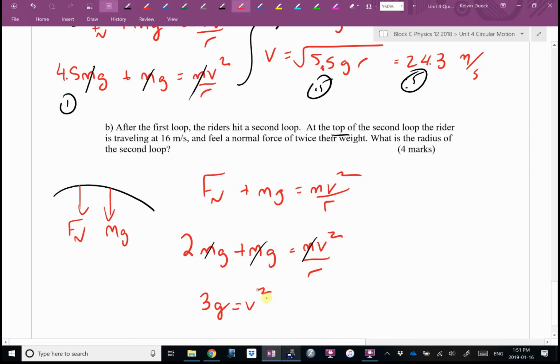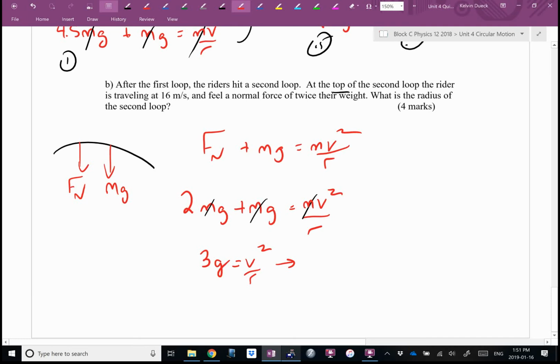Equals v squared over r. So now they want me to find the radius. How would I get the r by itself? If you haven't spotted this pattern already, anytime you have one fraction equals one fraction, and you can always make anything a fraction by putting it over 1, stuff moves diagonally. That's cross-multiplying, but with a vengeance. So I'm going to get r equals v squared over 3g.